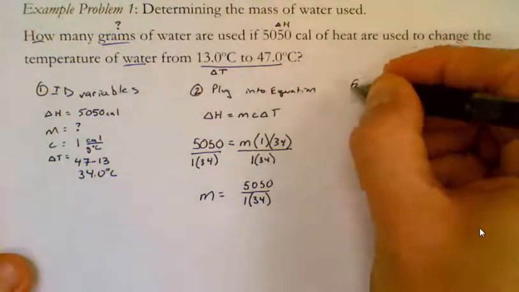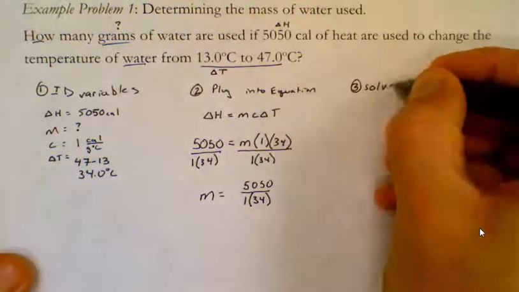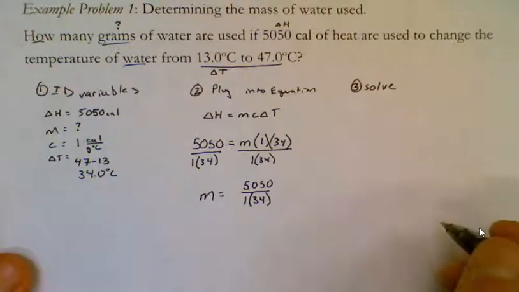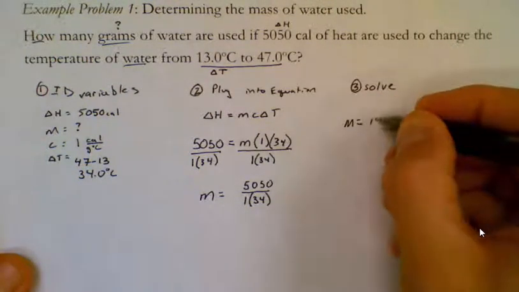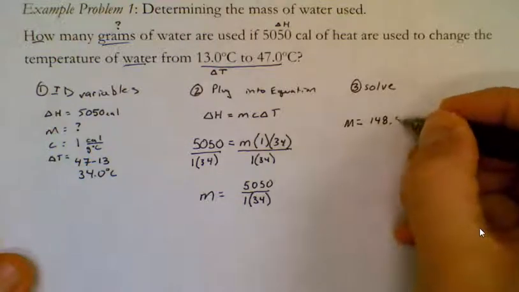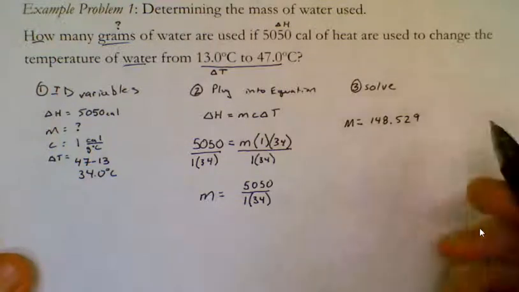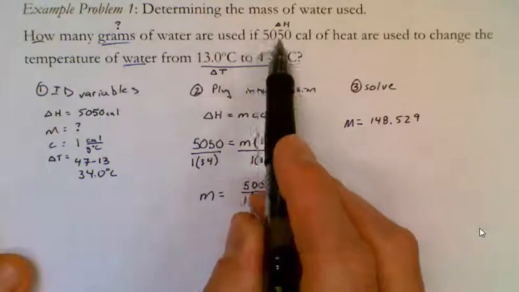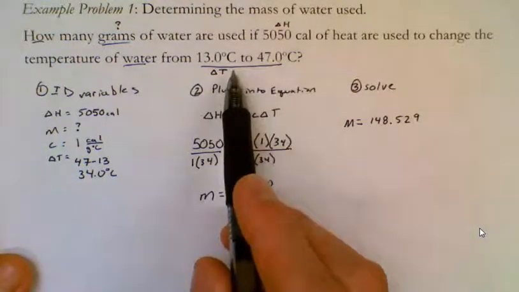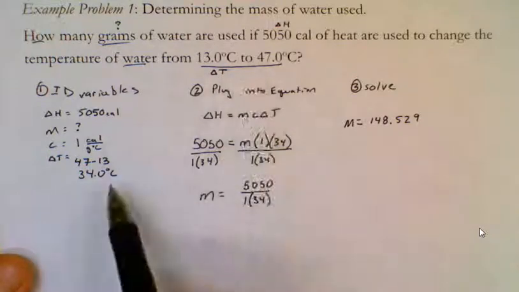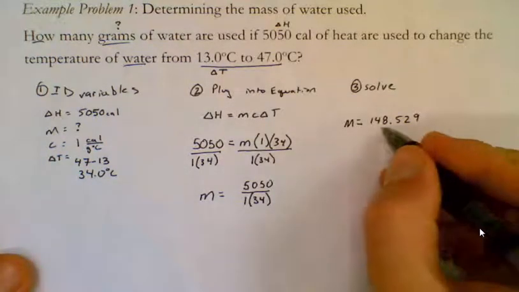Your third step is to solve this by actually punching these numbers in your calculator. If you do that, M is going to be equal to 148.529. We need to look at sig figs. Our heat value, our number of calories, has 3 sig figs. The difference in our temperatures also has 3 sig figs, so we get 3 in our answer.